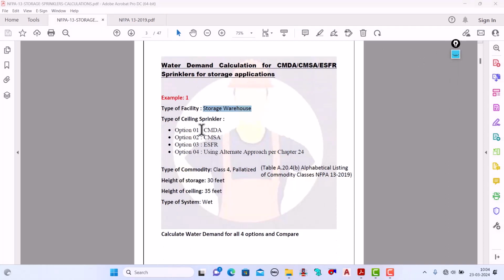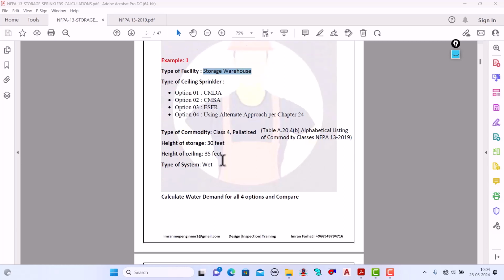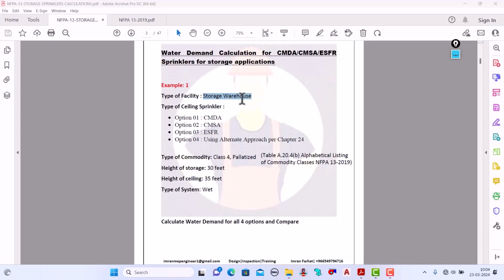See, here are the four types of sprinkler. We will see one by one which type of sprinkler we can use as per the occupancies, and which one is good, then you can select for your design. All four types of sprinkler we can use in storage, but we will see what the difference is. So the storage warehouse, we know that we are going to design.